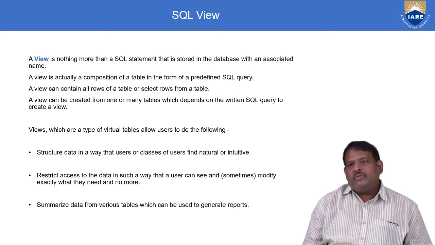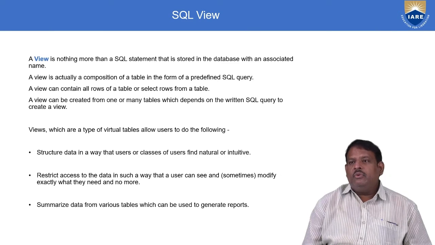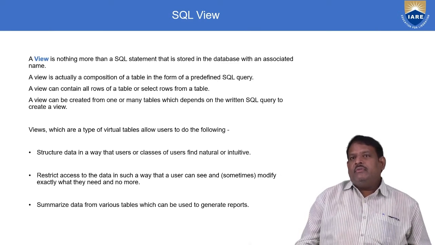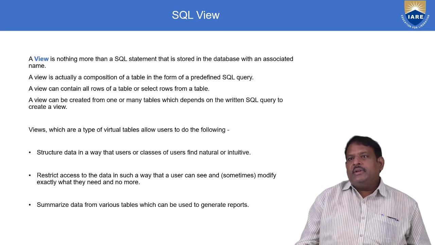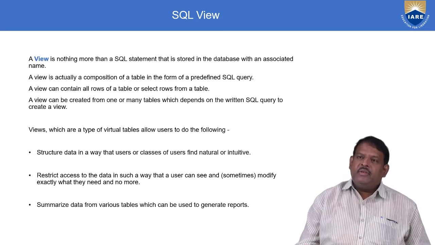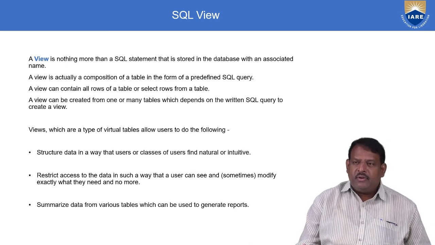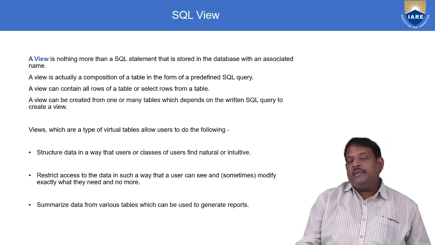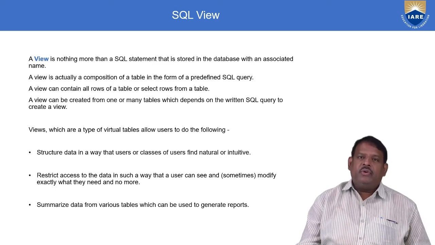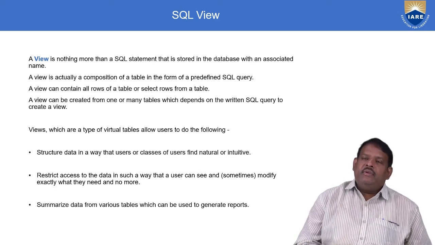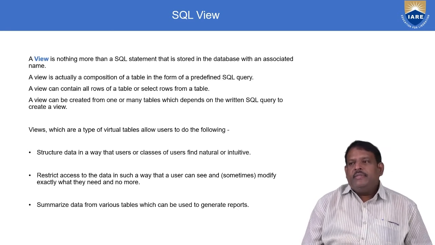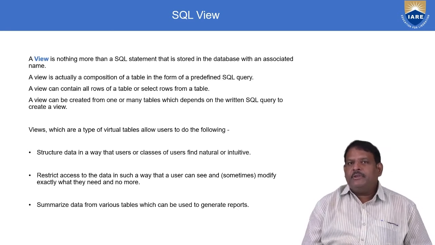So you write an SQL query to fetch the data from multiple tables. When you have the data coming from multiple tables, the same SQL statement you can also save as a view. So instead of writing the same statement once again, you can directly call the view. Here we try to understand what is a view. A view is nothing but an SQL statement that is stored in the database and having a specific name.